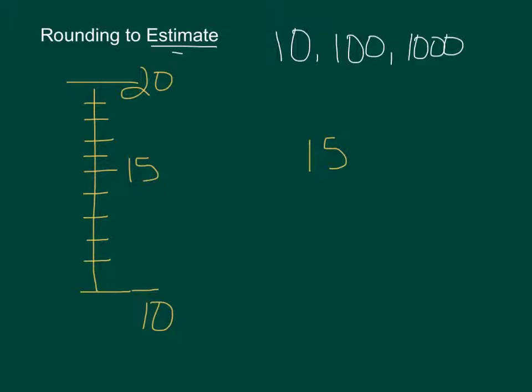Well, the mathematicians have gotten together and they have agreed that if the last digit of the number that we're really working with is 5 or higher, it'll round up. So this would be rounding up to 20. Does that make sense? We'll try one more.